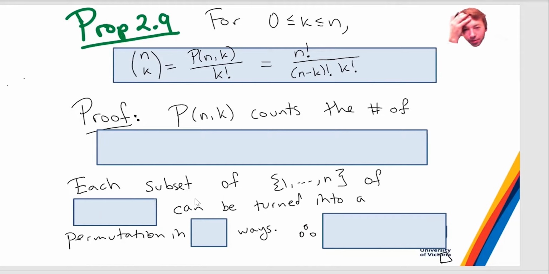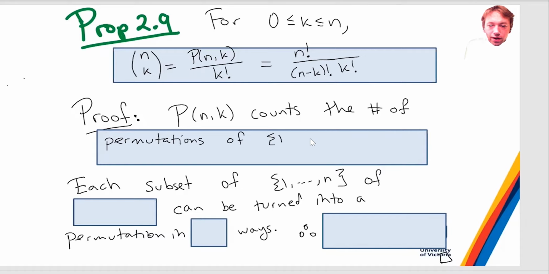So I'm now going to give a short proof of this. Remember what P(n,k) counts. It counts permutations of 1, 2, up to n of length k, and remember, a permutation is just a string where all the letters are different. So it counts the number of ways to list out numbers from 1 up to n so that you never repeat a number.